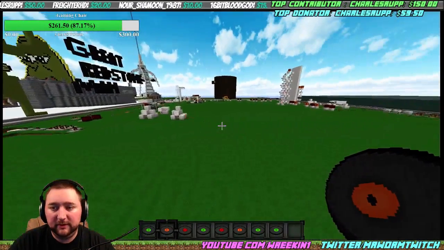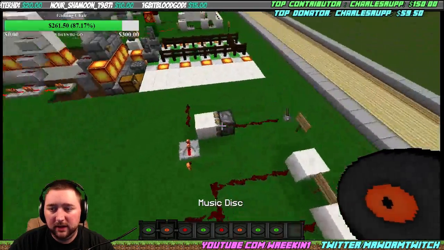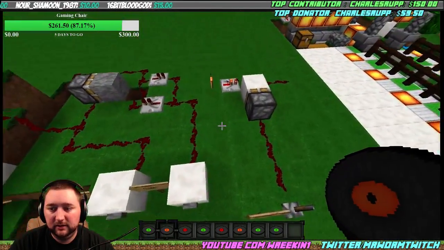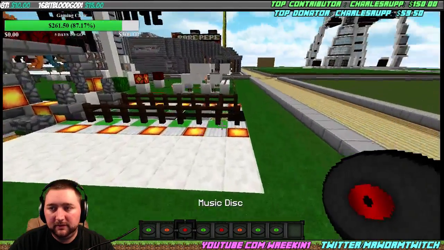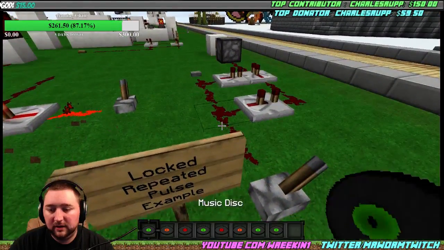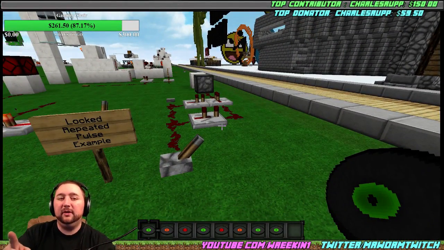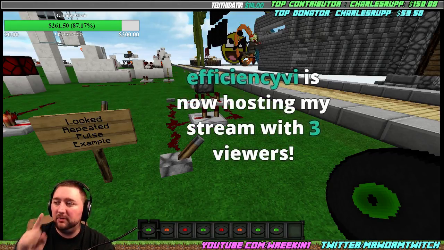Oh, Bob wants to know about the flip-flops. Okay. It's kind of like this. Okay, so this is... no, it's piston latch. Okay, so this is how that works. No. I'm not going to explain this to you. I'm not going to teach you about short pulses. That's all in Redstone tomorrow.